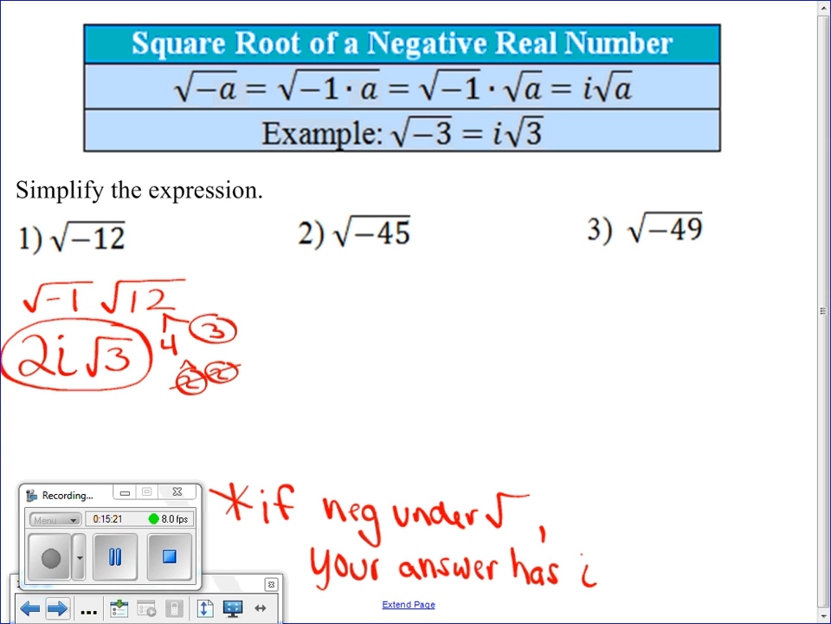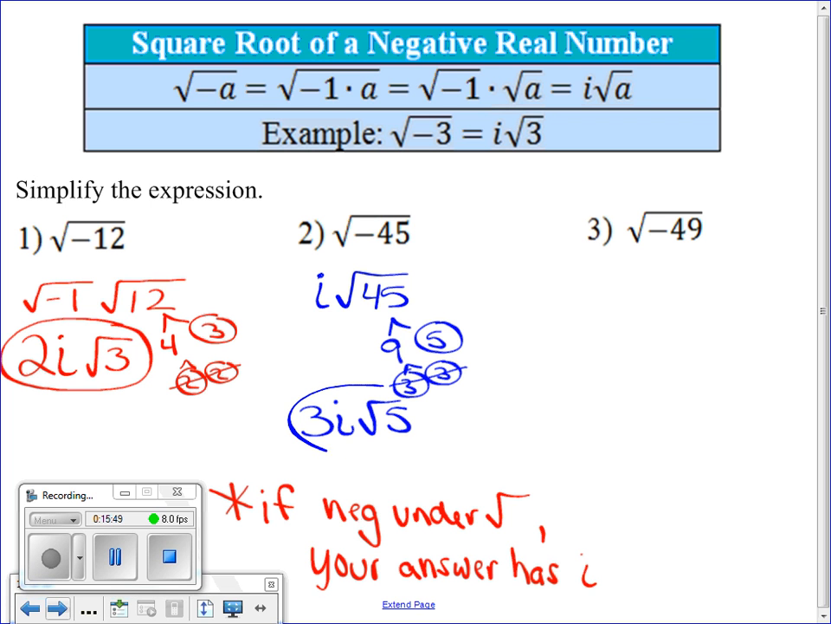So number 2, there's a negative under my radical. What do I know is part of my answer? i. So right away, I could switch this and make this i radical 45. Pull that negative out as the i, and now it's just like what we've been doing. So how would you break down 45? 9 and 5, 3 and 3. So we have a pair of 3's and an i. Good, and radical 5. A negative under the radical makes an i out in front.